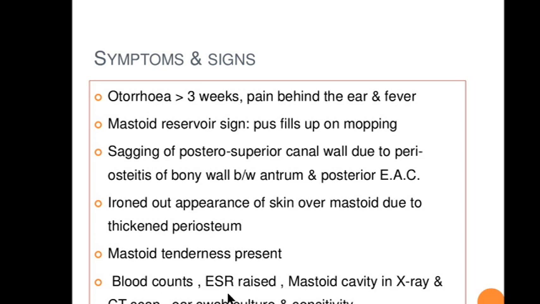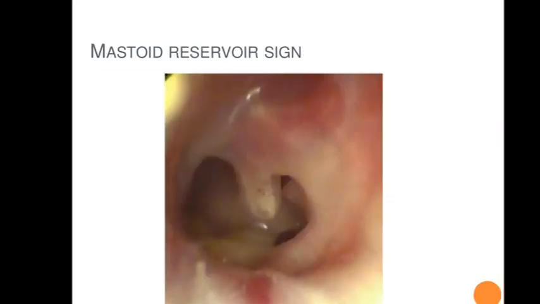ESR raised, blood counts raised, mastoid cavity in X-ray, you will see a big large cavity in the mastoid region. And ear swab culture, if you take a culture and do a sensitivity from the pus of the ear, then you can even know what kind of organisms are harboring there. So this is nothing but a mastoid reservoir sign.